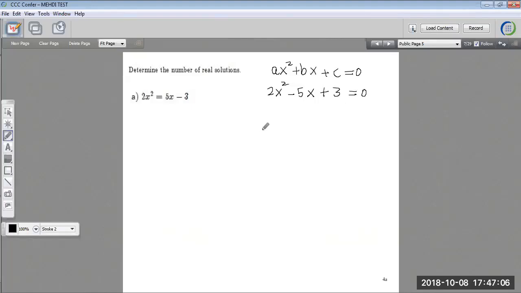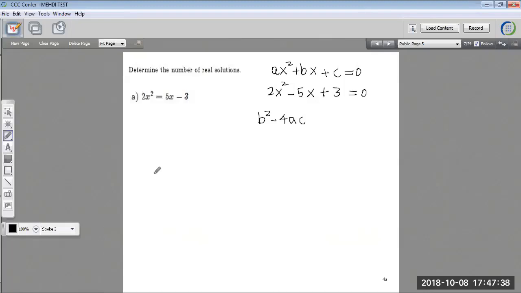In order for you to have real solutions, the discriminant, which is b squared minus 4ac, if it is equal to 0, then you get the identical solution, if you recall. If it's greater than 0, then we get 2 real solutions. If it's less than 0, then we get complex solutions.